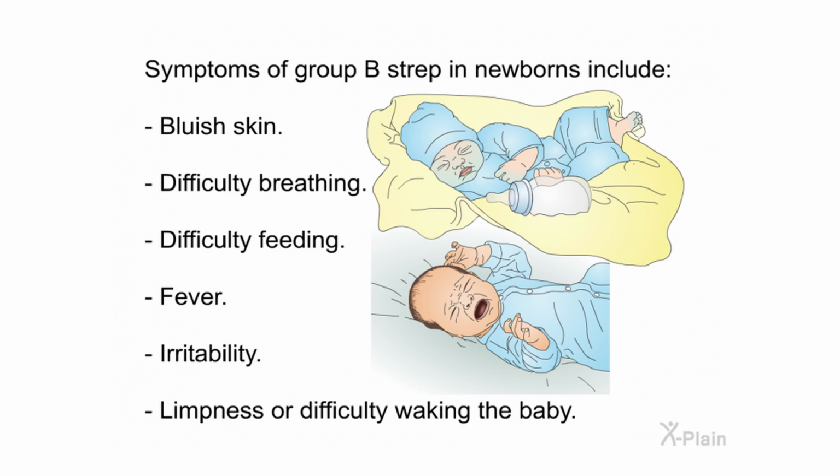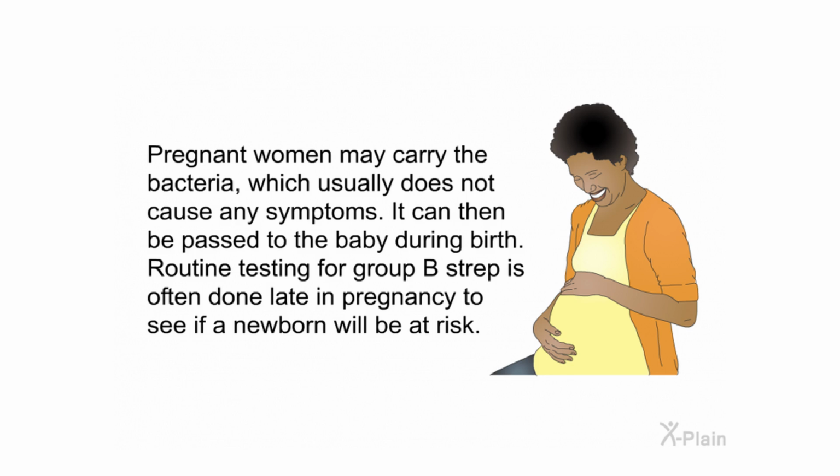Symptoms of Group B Strep in newborns include bluish skin, difficulty breathing, difficulty feeding, fever, irritability, limpness or difficulty waking the baby. Pregnant women may carry the bacteria, which usually does not cause any symptoms. It can then be passed to the baby during birth. Routine testing for Group B Strep is often done late in pregnancy to see if a newborn will be at risk.